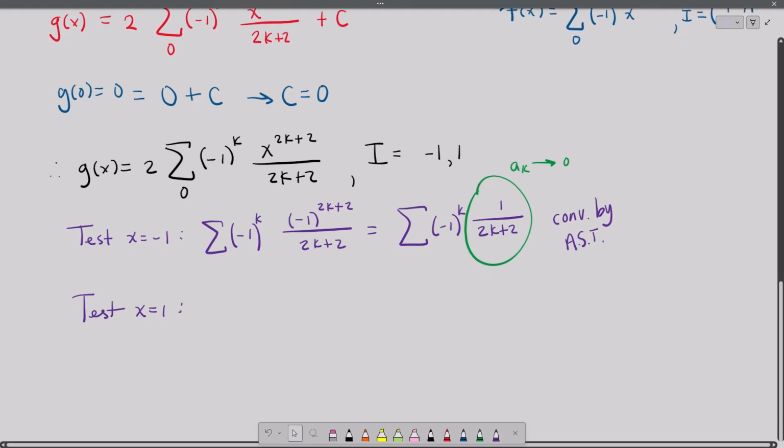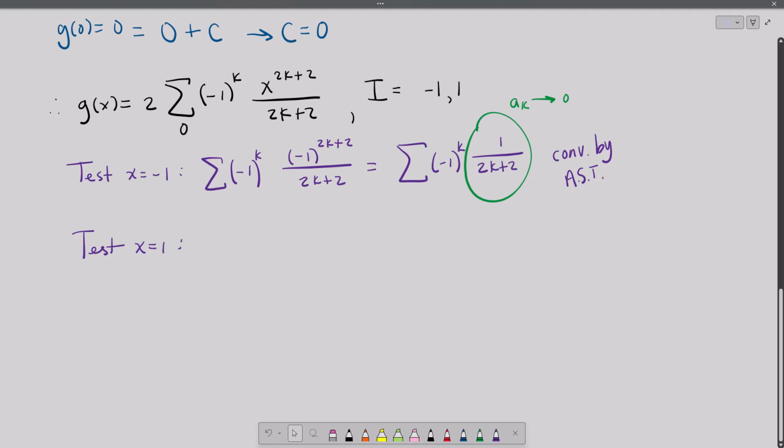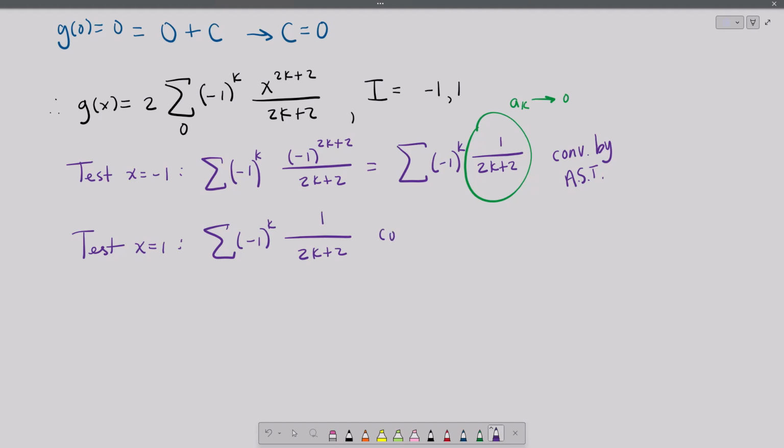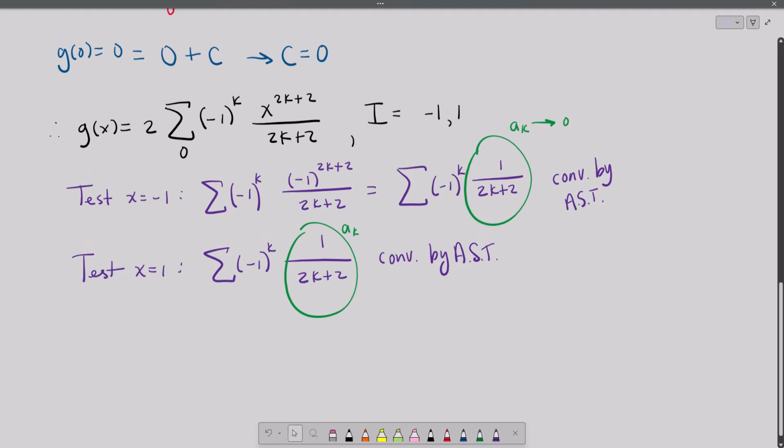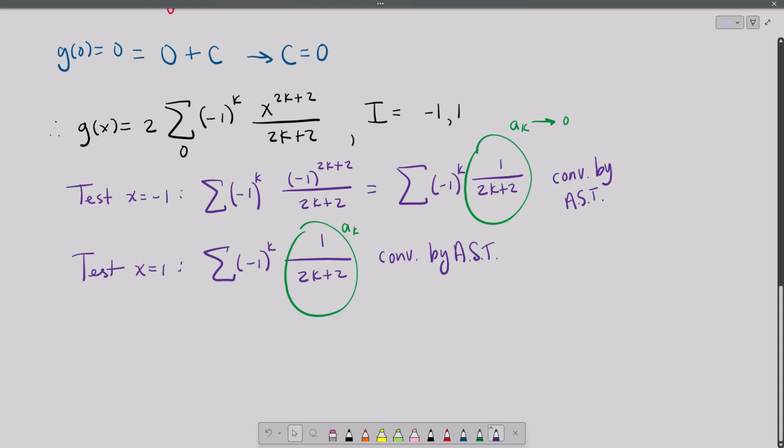All right. Now let's plug in the 1. When we plug it in, it's not going to look much different. What is that numerator when we plug in a 1? 1. So we get the same thing. This is also going to converge by AST, because the a sub k, once again, is decreasing to 0. That's the essence of the alternating series test: a sub k, which doesn't include the switch, decreases to 0. So therefore, we can wrap up.